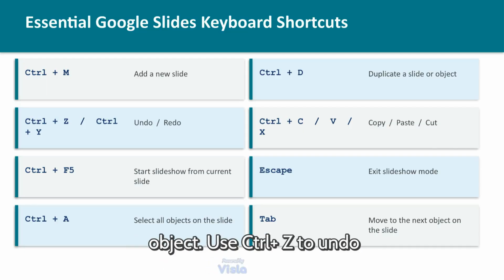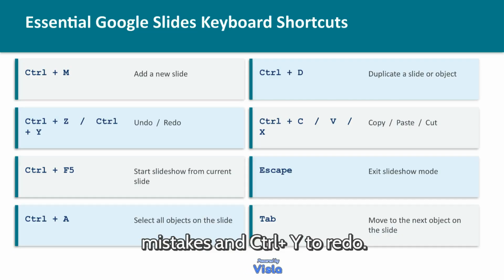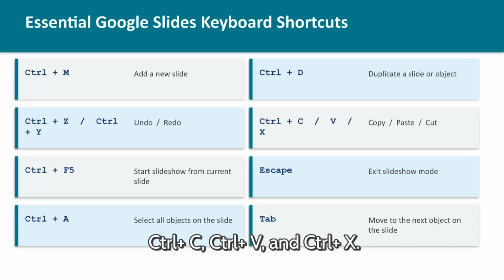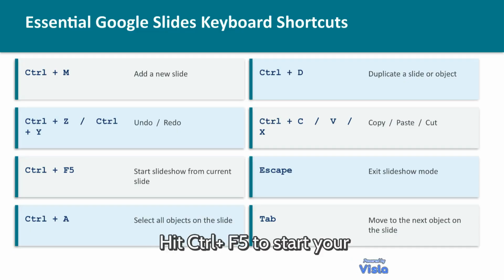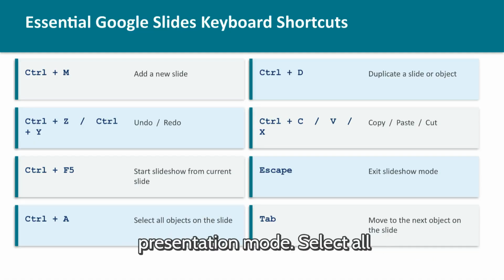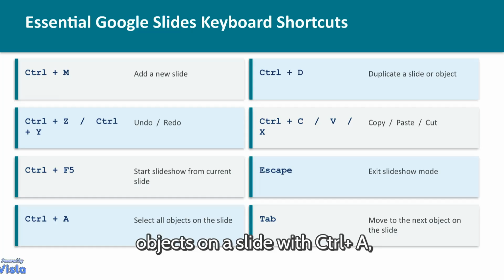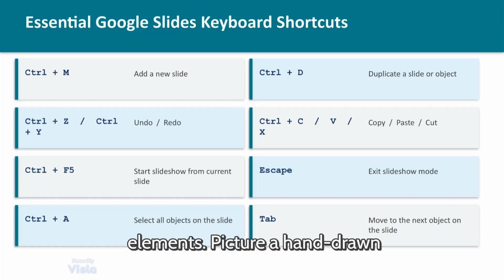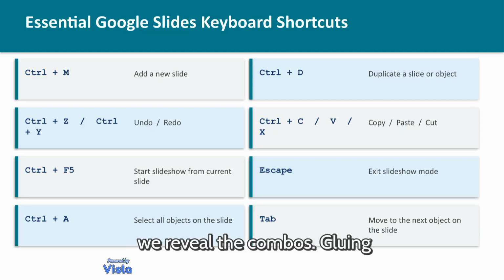object. Use Ctrl-Z to undo mistakes and Ctrl-Y to redo. Copy, paste, and cut content with Ctrl-C, Ctrl-V, and Ctrl-X. Hit Ctrl F5 to start your slideshow from the current slide and press Escape to exit presentation mode. Select all objects on a slide with Ctrl-A and use Tab to cycle through elements. Picture a hand-drawn pointer highlighting each card as we reveal the combos.